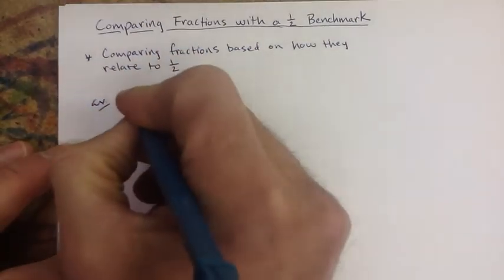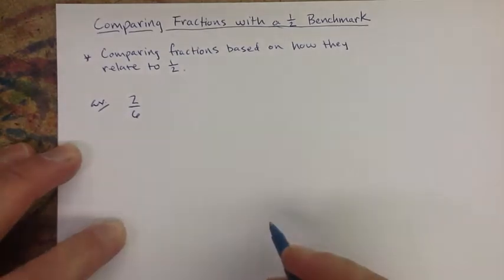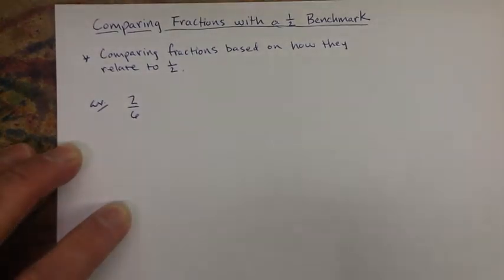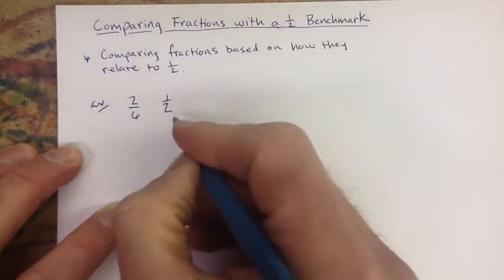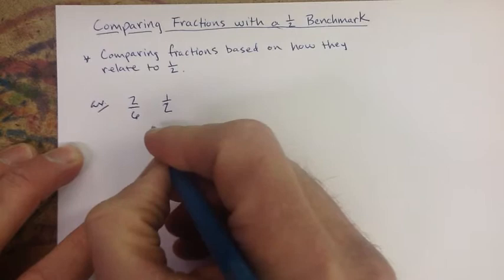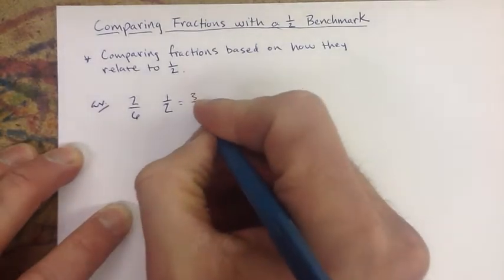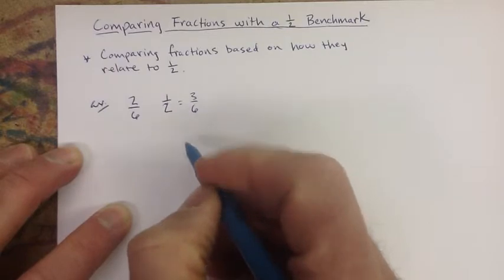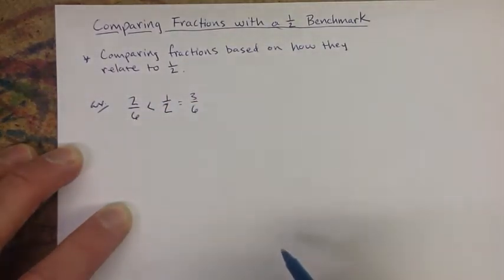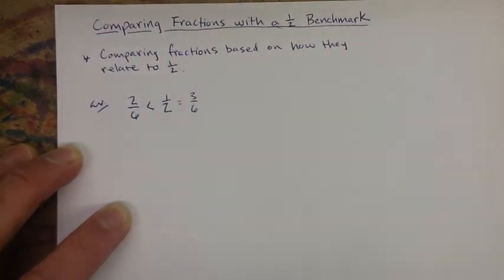If I have the fraction 2/6 and I want to know how does that relate to 1/2. Well, if I make common denominators, and my denominator is 6, I know that 1/2 would be 3/6. So how does 2/6 relate to 3/6? Well, it's less than. So that's how a fraction relates to the benchmark of 1/2.